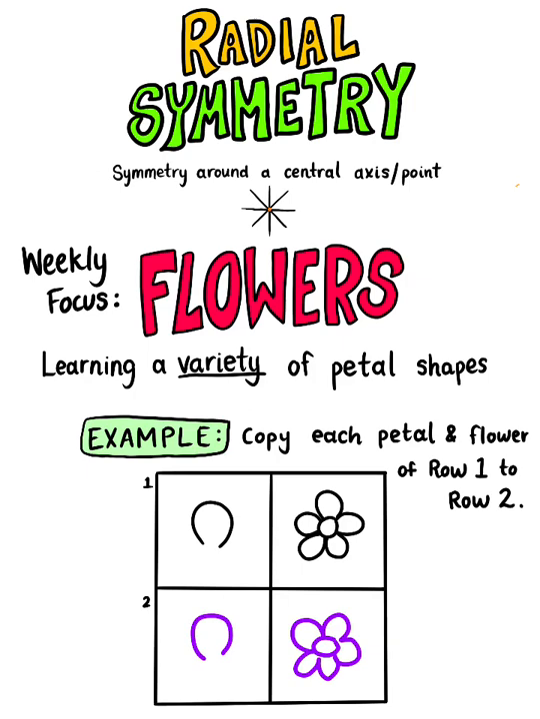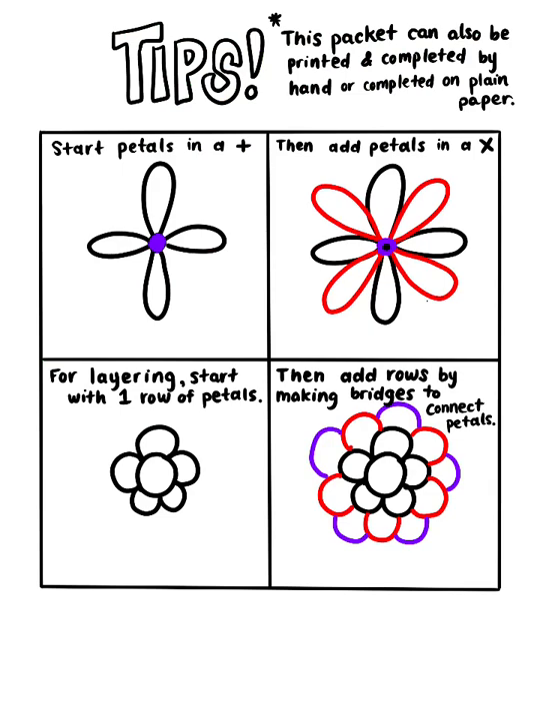So in your seesaw activity, each page will have 4 boxes. And on the top row, I did exactly what I want you to do. So I did the petal shape on the left side and the flower created using that petal shape on the right side. And what you are going to do is you are going to draw the same thing from the top row onto the bottom row. So you can also complete this packet on paper by either printing it out or just doing the bottom 2 squares looking at my examples from the top row.